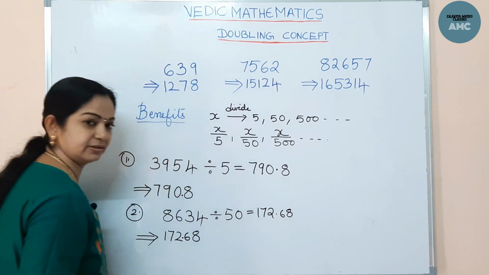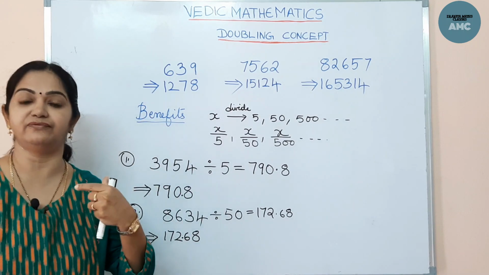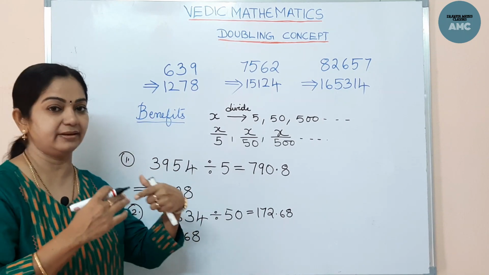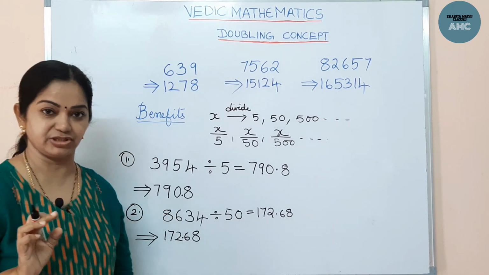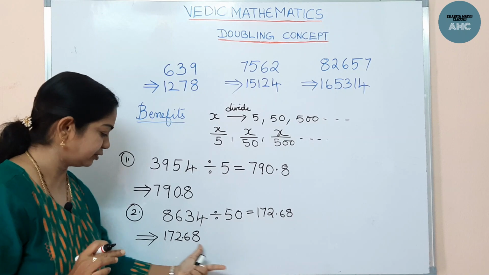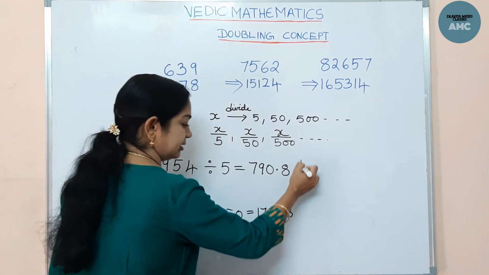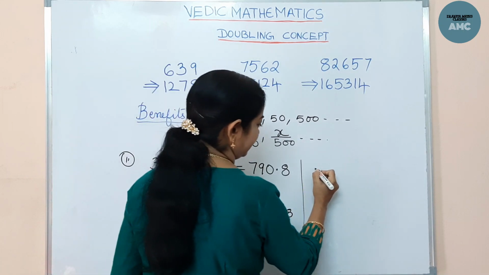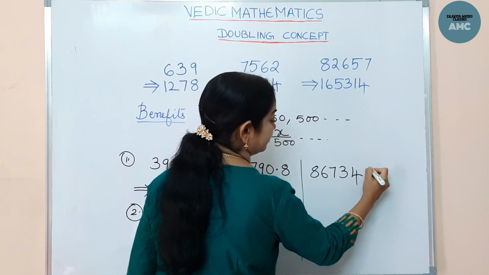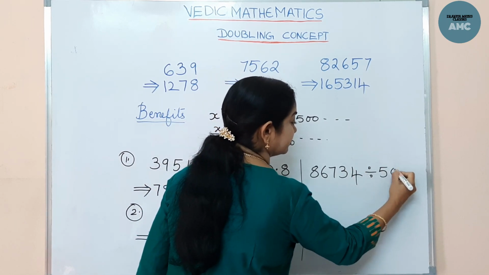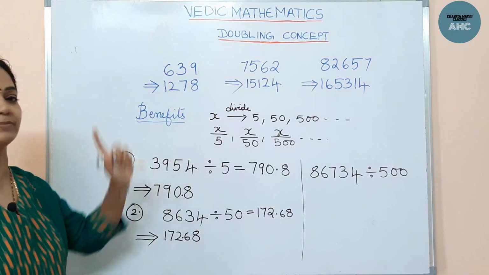172.68. Got it? In the previous one, for any number divided by 5, we are doubling the number and keeping a decimal point from the rightmost after 1 digit. Here for 50, after 2 digits. Likewise for 500 we can do. Let me take another example. 86734 divided by 500 I want. Truly I am not dividing by 500. I am using the concept of doubling.